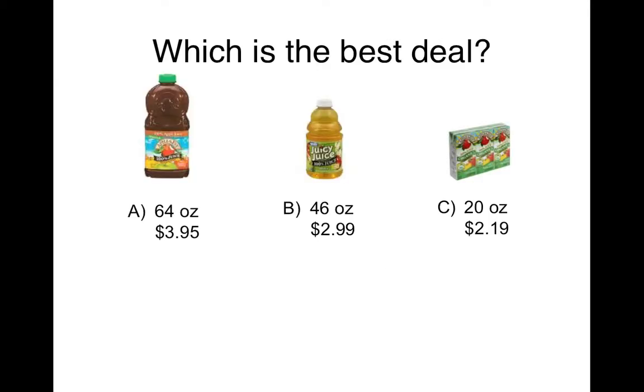Which purchase of juice do you think is the best deal? And here we're focusing on the most juice for our money, not paying attention to what kind it is. Do you think we get the best deal buying 64 ounces for $3.95, 46 ounces for $2.99, or 20 ounces for $2.19? It may be helpful to have a calculator handy.